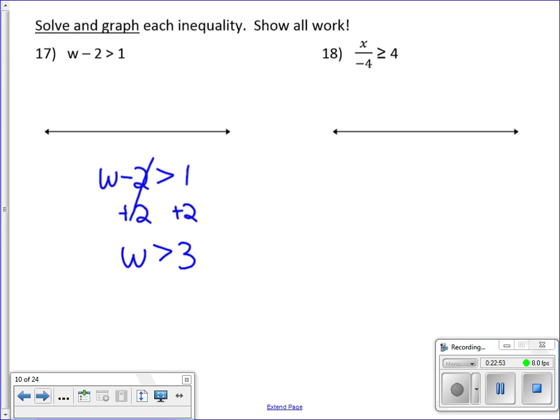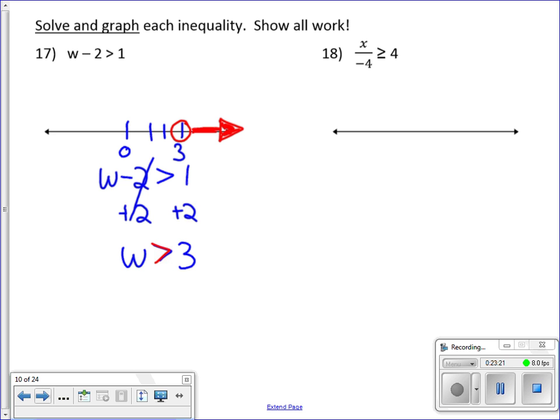Okay, so I just need to make a number line. This can be 0, 1, 2, 3. All my numbers bigger than 3, that means I need to circle 3. And it's going to the right. My arrow here goes to the right, so I'm going to use this arrow here to the right. Darken in my arrow, and darken everything in between. There we go. So my answer there is w is greater than 3.